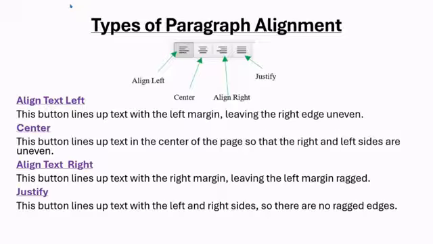Align text right lines up text with the right margin. Everything on the right side is even, and everything on the left side is uneven. And then the final option, justify. This button lines up text with both the left and right sides, so there are no ragged edges. With this option, both the left and the right side are even.